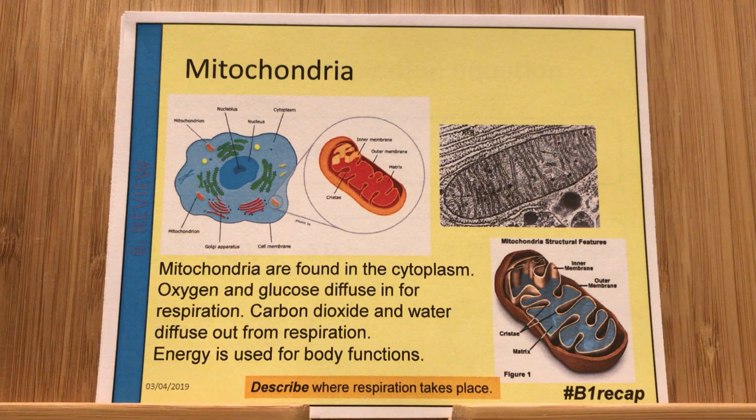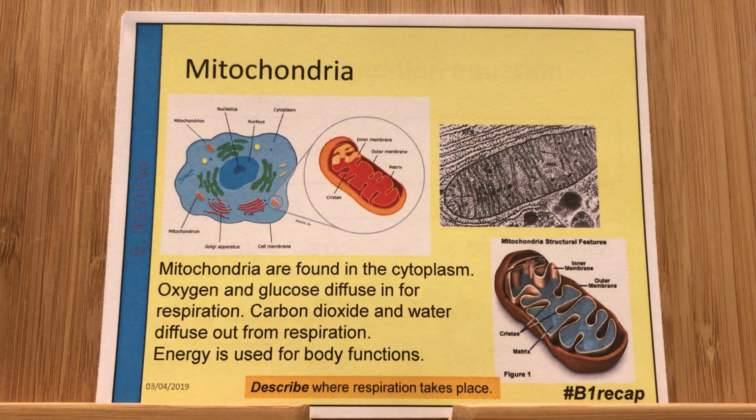So the mitochondria are floating around in the cytoplasm of the cells, and the reactants needed for respiration, the oxygen and the glucose, diffuse into the mitochondria. Within the mitochondria, respiration, both aerobic and anaerobic, takes place, and the products of that, being the carbon dioxide and the water, diffuse out, and then the energy that's released is used for all of the body functions that we have.